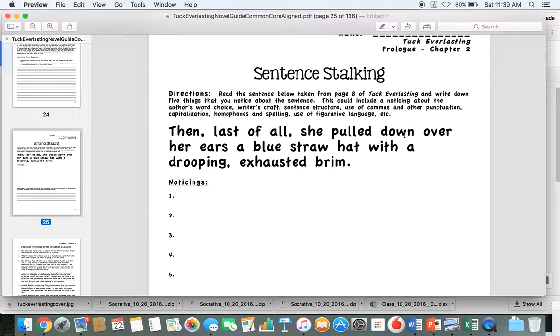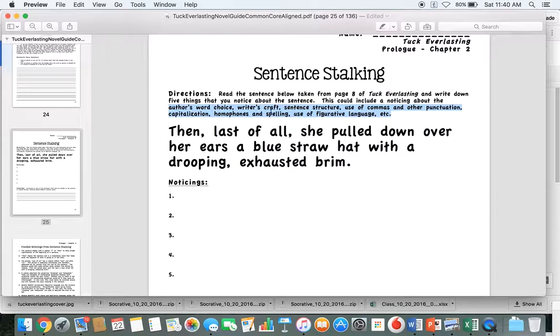All right, so the last page, if you're doing these pages in order, that you need to do before next week, before you come back on Monday, is this activity called sentence stalking. Sentence stalking is very simply this. You read a sentence that the author has written, and then you're going to write down what you notice about the sentence. So this could include a lot of things, and it gives some examples here, okay?